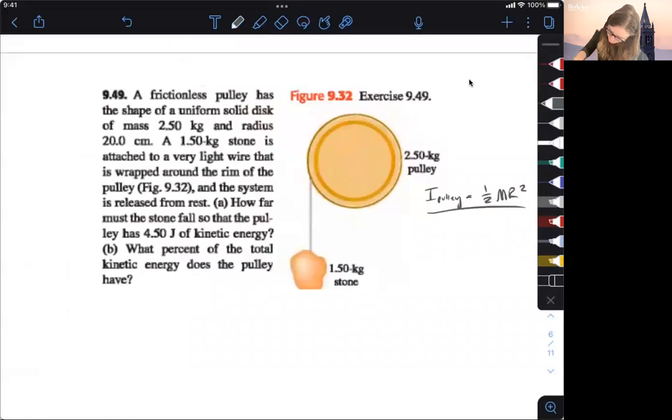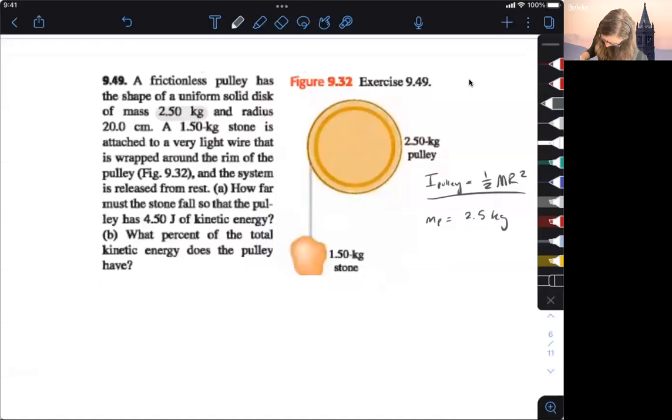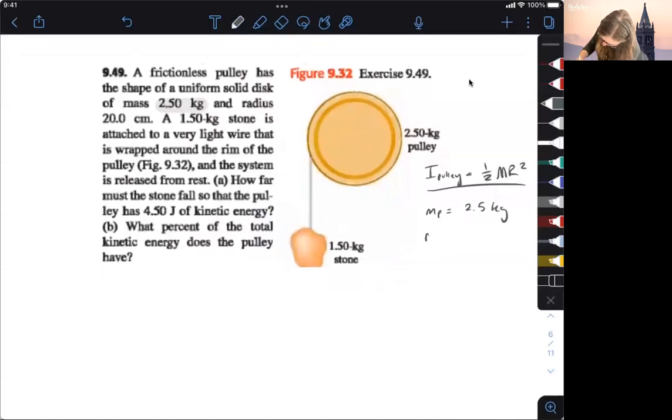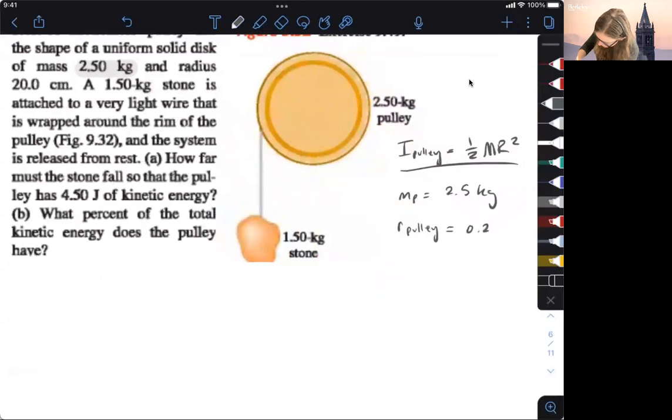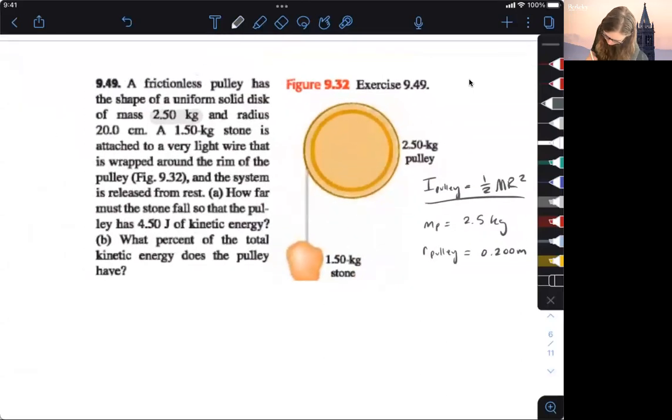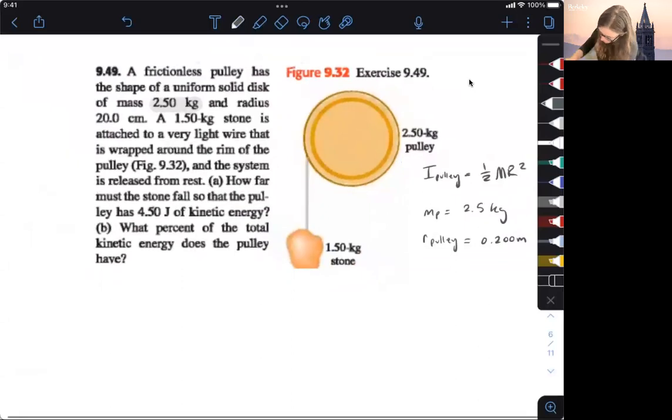Now, what else does our problem give us here? We have the mass of the pulley, MP, equal to 2.5 kilograms. We know the radius of the pulley, and I don't like it when they give you different units. I think it's very annoying for a problem when they do that. So this would be 0.200 meters, converting centimeters to meters. I don't know why they don't give you all the same units. I guess conversion is a good thing to practice, but anyways.